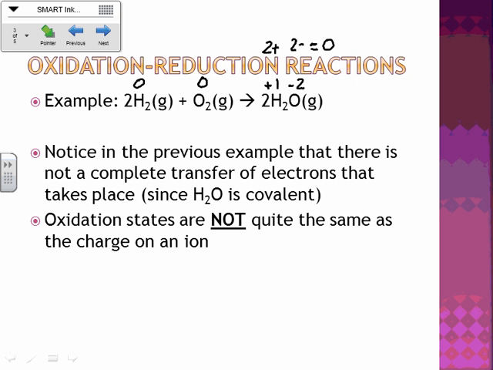Alright, so now we can look at this. The hydrogen here is going from a 0 to a +1. It's becoming more positive, which means it must have lost electrons. So that's Leo. That's oxidation. And the oxygen here is going from a 0 to a -2, so it must be gaining electrons. That's Ger. Oxygen is getting reduced. Okay?